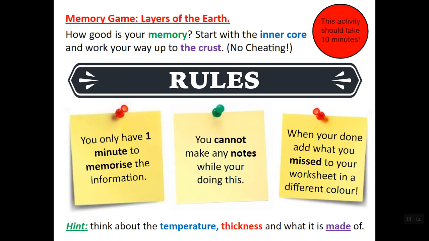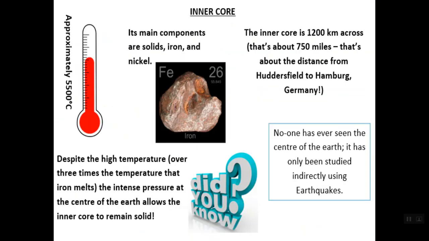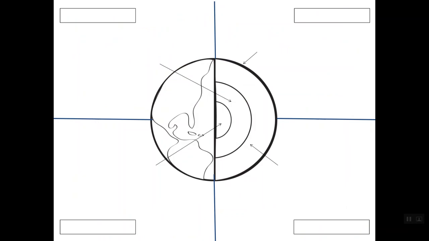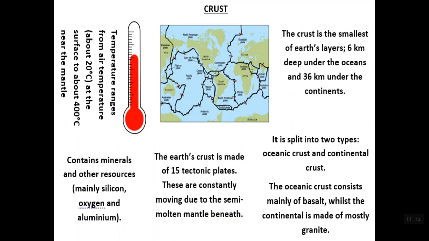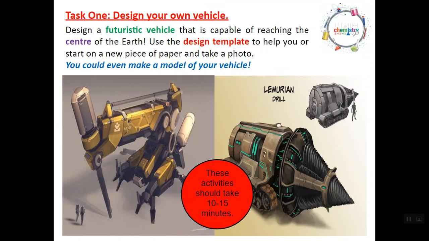So on that slide, you're going to then go to here. I'd start my timer, 1 minute, and I'd be like, right, the main components are solids, iron and nickel, and then I'll go back and on here I would write inner solid, iron, nickel. And that is all you were going to do for this first part. Now, after that, you're going to do something a little bit more interesting.